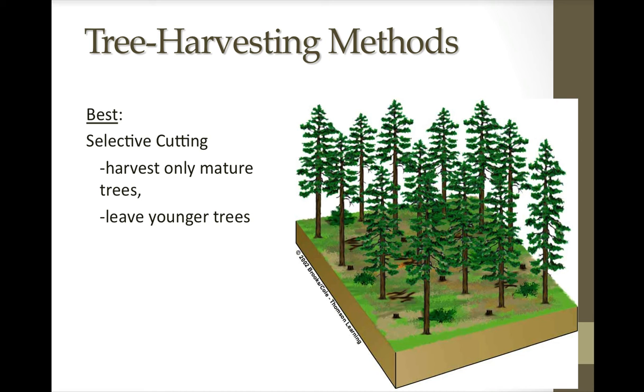So selective cutting is great for biodiversity, it's great for maintaining ecosystem services, it's really bad for trying to be economically efficient. We have to cut down trees from a much wider area if we're going to do selective cutting, and it means that we end up spending a lot of time and effort trying to figure out how to remove those trees from the forest.